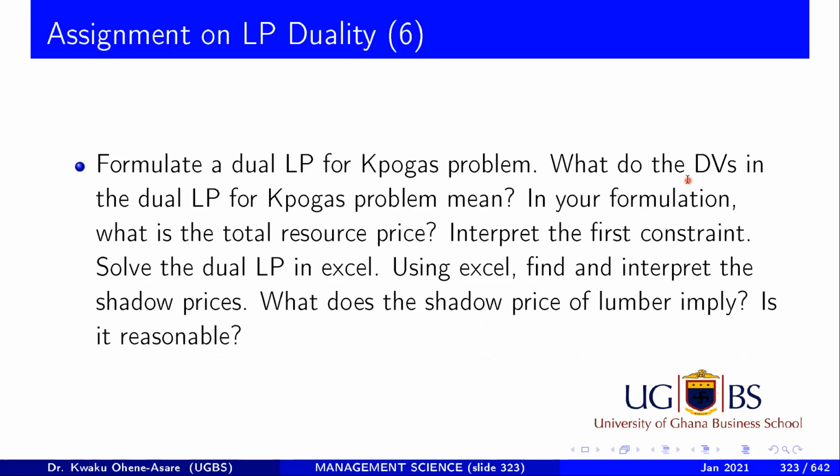What do the decision variables in the dual for Bogus mean? In your formulation, what is the total resource price? Interpret the first constraint. Solve the dual. Using Excel, find and interpret the shadow price. What does the shadow price of lumber imply?